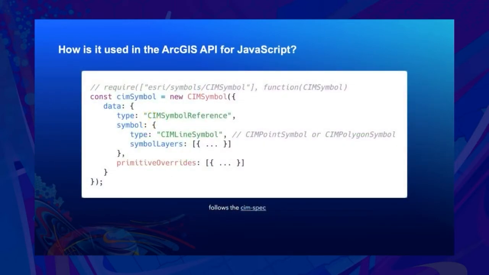And this is how you use the Sim symbol in the ArcGIS API for JavaScript. It's basically a giant object that you have to reference in the Sim symbol class. Again, if you want to learn how to use them, I encourage you to check out that session. We will show one or two examples of them in this session as well, though.